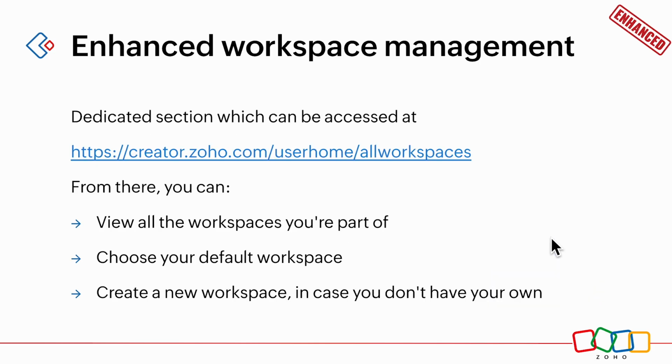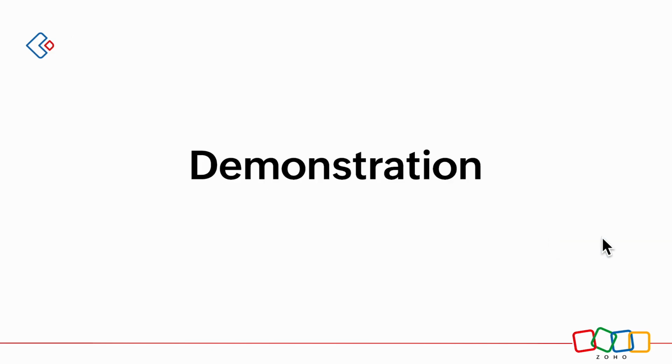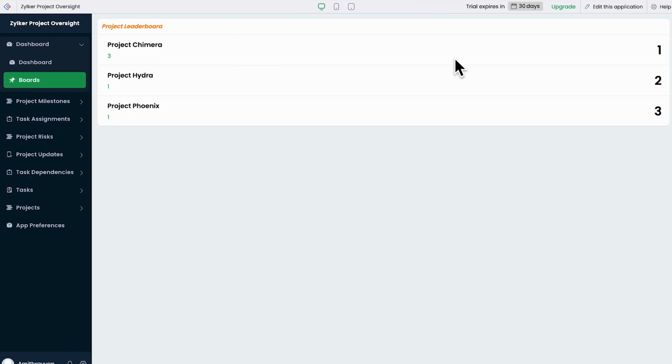So how to access this? I'll show a demonstration of it, so that from there you can find what applications have been created by the default owner and what applications have been shared. I'll show a live demo of everything. So this is a screenshot of how the workspace looks. Now I'll give a demo of how it looks.